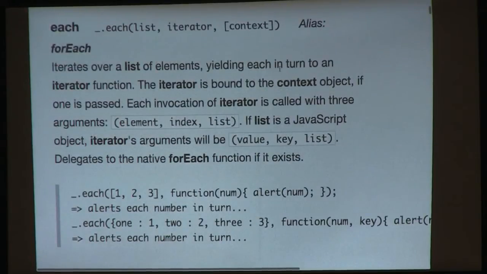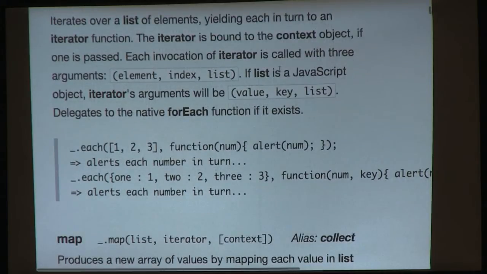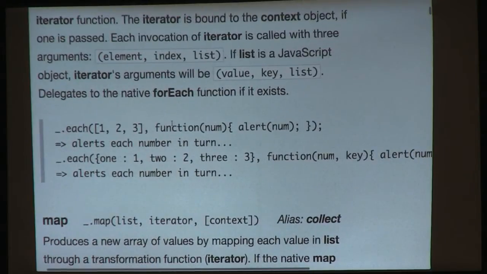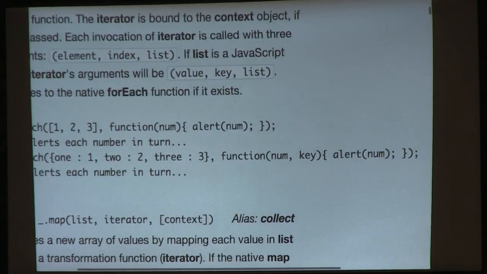So Underscore also has all of this awesome documentation. So if you wonder how any of these functions work, you can just scroll down the page and they give you little examples for every single one, right? So for each, it's simple. We give it an array of 1, 2, 3, and then we pass it a function where it just alerts that number for every number, right? Or you pass it an object, and you get the key and the number. It does the same thing.